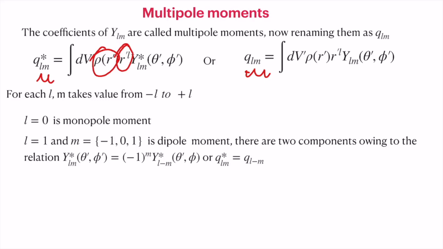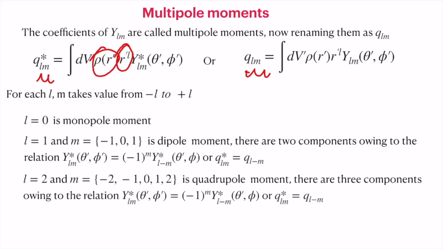However, you see that there is a relation between the Y_lm and Y_l,-m in terms of their complex conjugate. So that makes it only two of them are independent. Together, we get all the required quantities and so on.